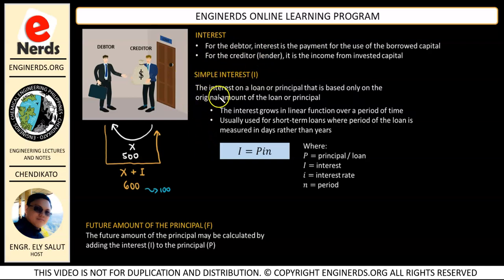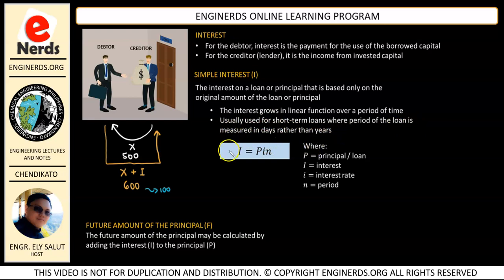Simple interest is the interest on a loan or principal that is based only on the original amount of the loan or principal. So, paano nangyayari kapag meron tayong simple interest? The interest grows in linear function over a period of time. It is usually used for short-term loans where periods of the loan is measured in days rather than years.